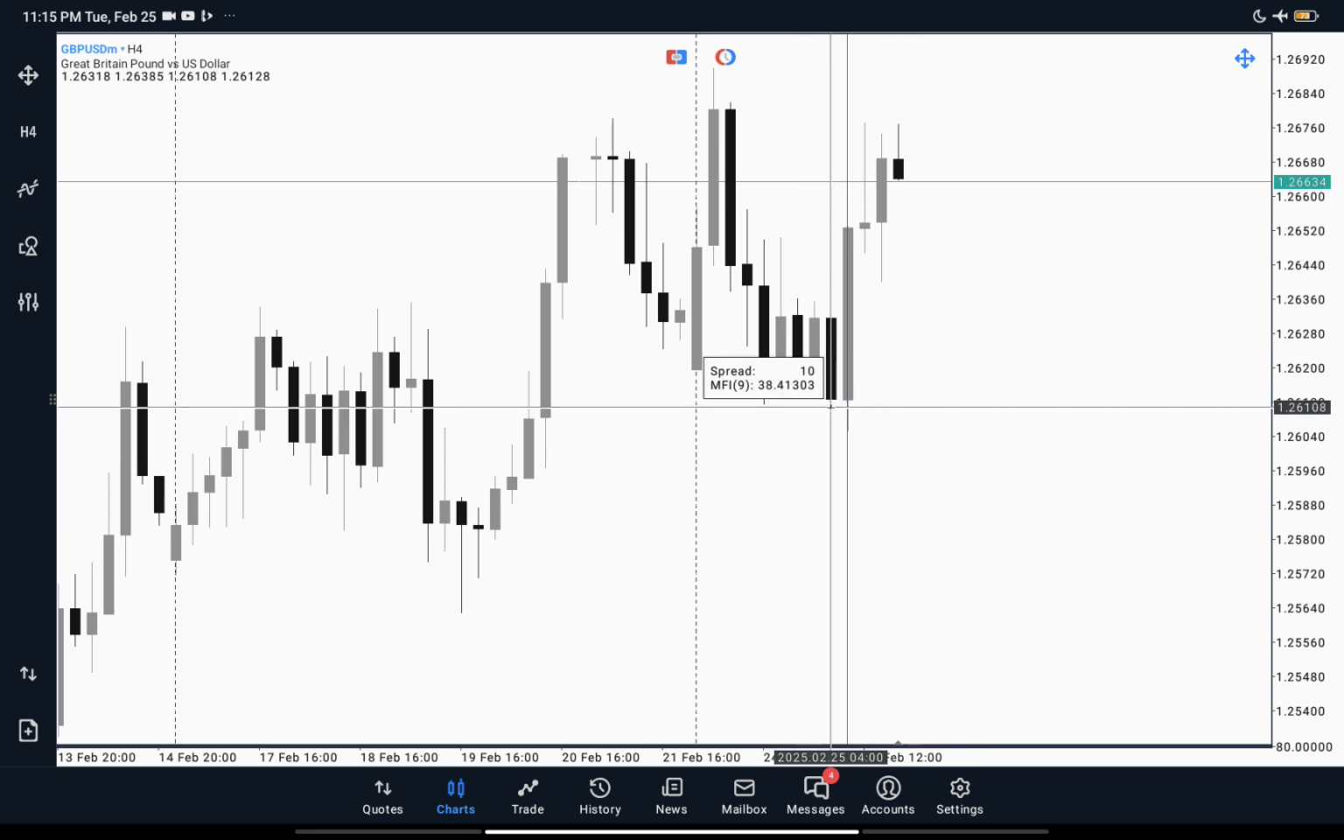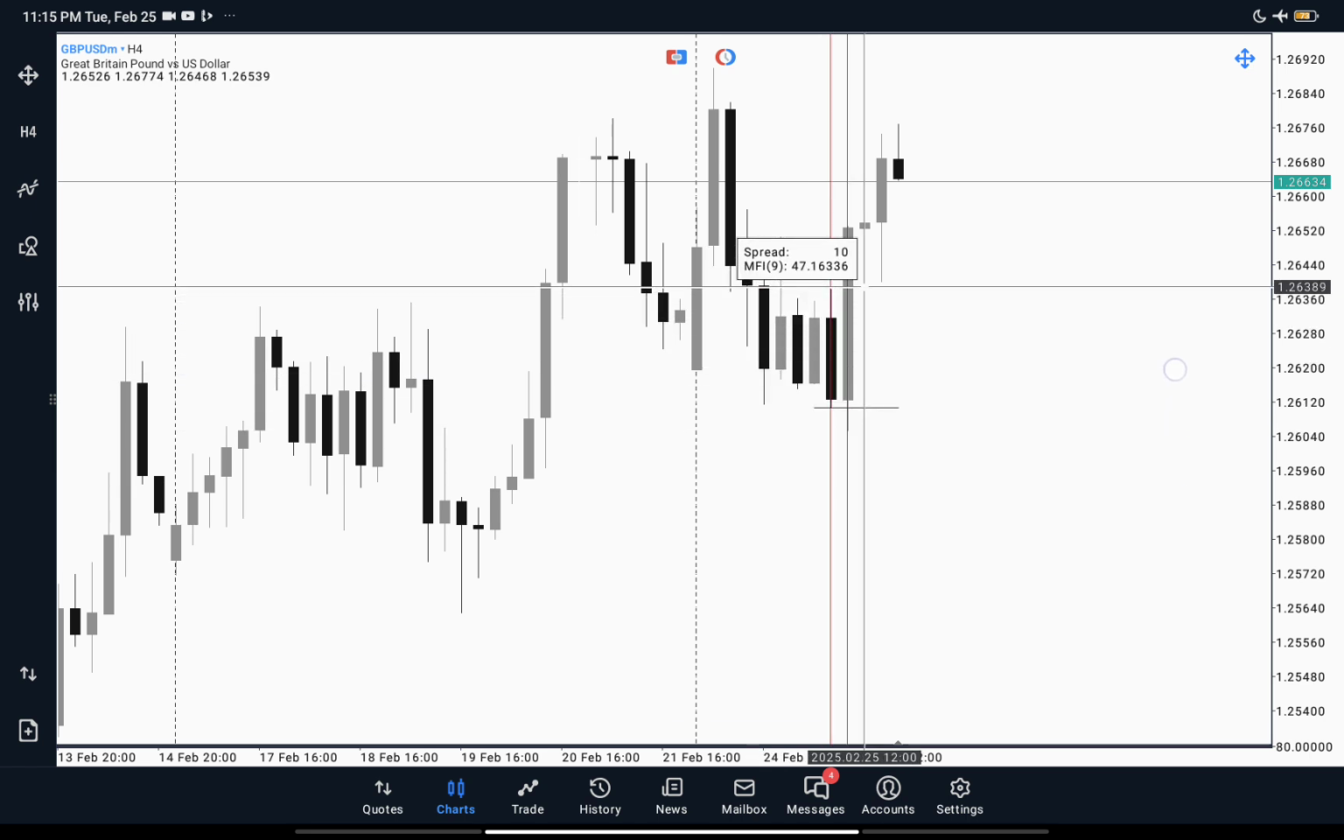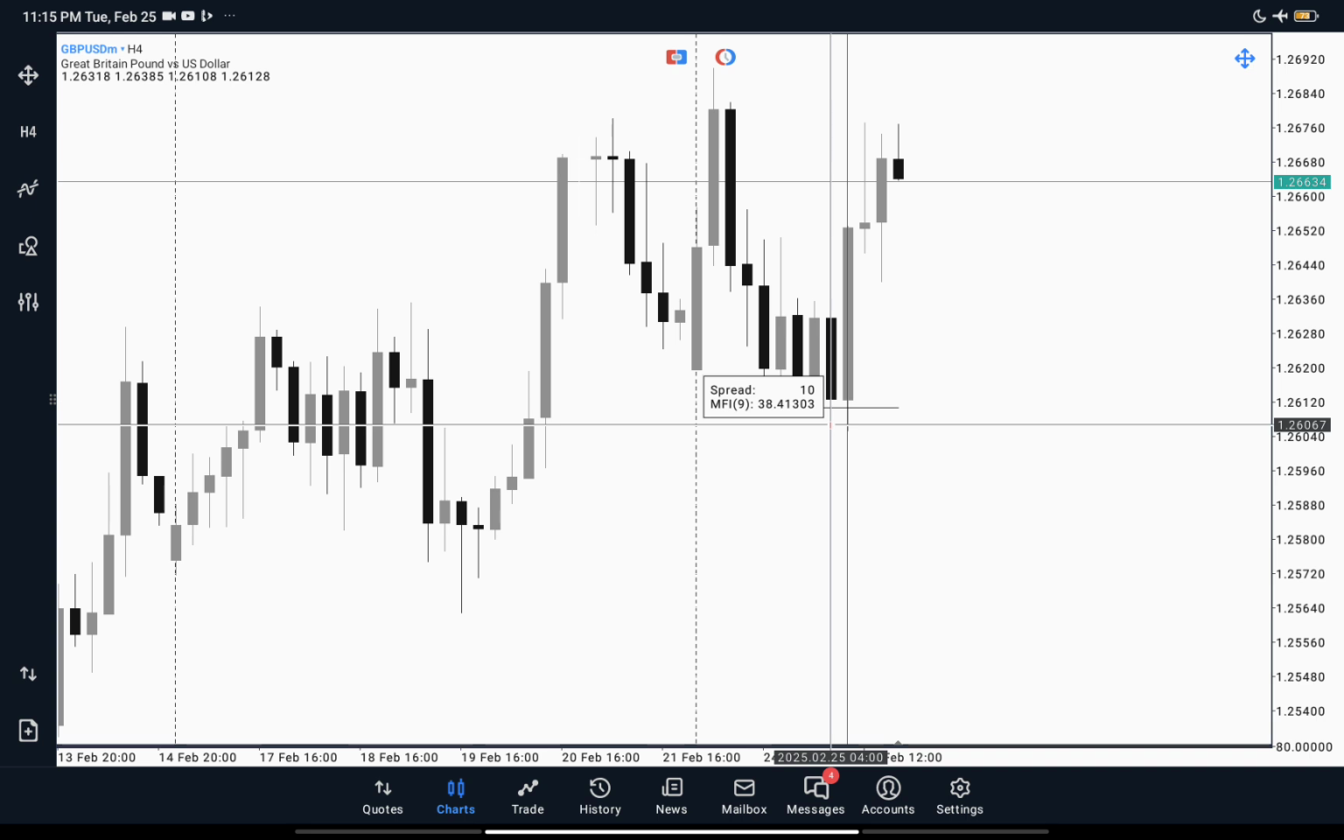Very clear, right? So the CRT low was taken out right there. What does that simply mean? It simply means that price is likely going to push all the way to the upside. So when a CRT low is being taken out, take note, it simply means that market wants to buy. So you can be looking for buys in that particular area, right?